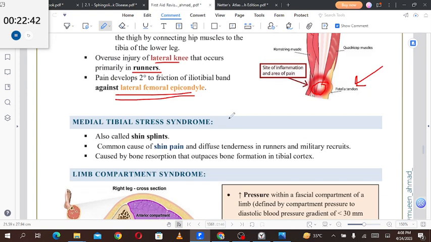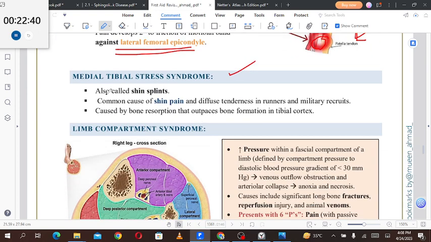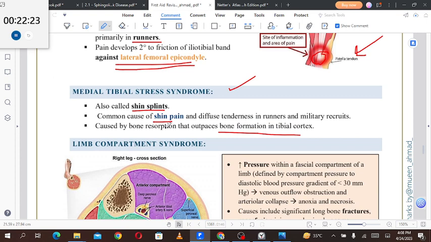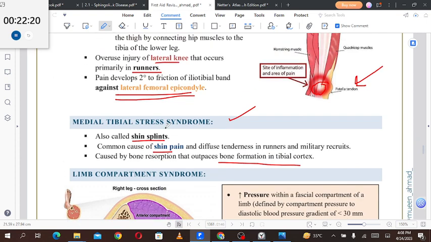Then we have medial tibial stress syndrome. What's that? It is also called shin splints. A common cause of shin pain and diffuse tenderness in runners and military recruits, caused by bone resorption that outpaces bone formation in the tibial cortex. So this is the tibia, I guess, and the anterior compartment. The muscles of the anterior compartment, when the person is sprinting or running, the tibial attachment of the muscle will be stretched.